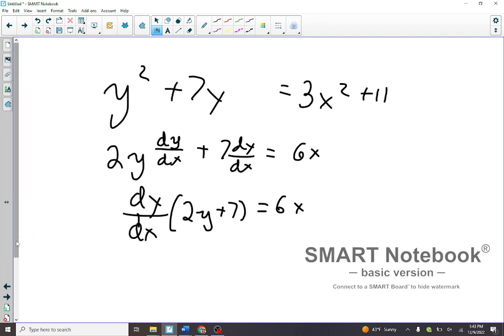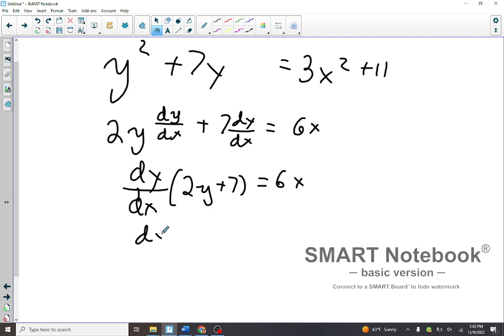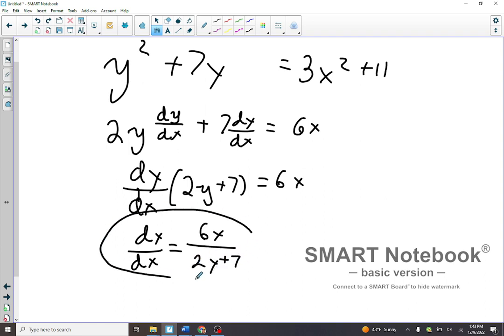Then we could have this by itself. Dy dx equals 6x over 2y plus 7. Remember, the goal for implicit is to get dy dx by itself. The y I don't care about anymore. I just care about the dy dx.